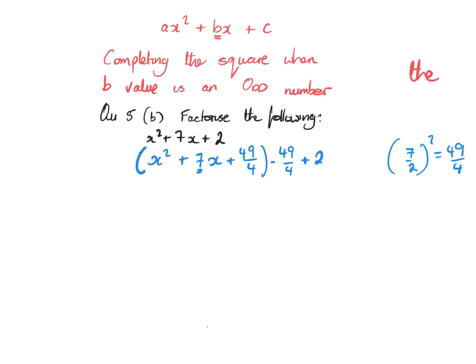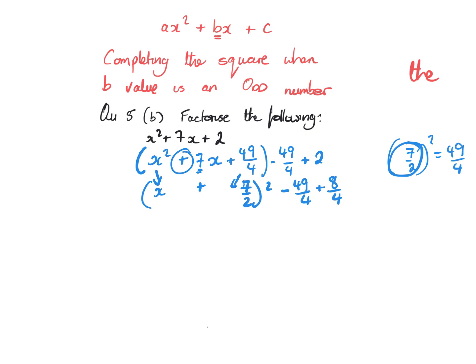Alright, now I know we don't like fractions, but I keep harping on about the fact that we need to be working with fractions all the time, so we need to polish up. So it's exactly the same process. The square root of x squared is x. The square root of 49 on 4 we know was 7 on 2. So that becomes 7 on 2, and the sign comes from there. So that's my first bracket. Now I've got minus 49 on 4. 2 would be 8 on 4.